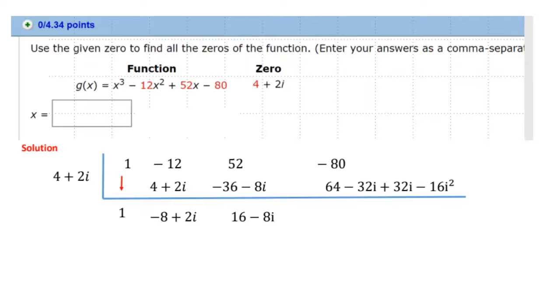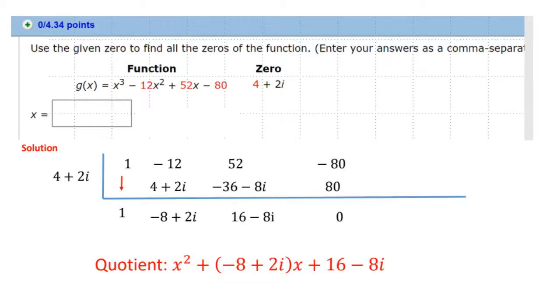Let's go ahead and do this last multiplication again. Remember, i squared is represented by a negative 1. And when we combine our like terms, we get 64 minus 16i squared, which is going to give us 64 plus 16, which is 80. And then negative 80 plus 80 is 0.